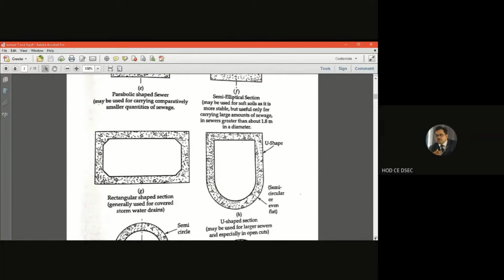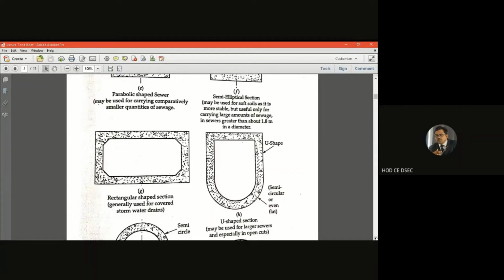Number six we have described. Now, the seventh figure I am going to highlight is the rectangular shape section, generally used for covered stormwater drainage. Stormwater drainage, culverts, these types of things, there we will be using this rectangular shape section. Drainage water is called stormwater drainage. We are calling it in the modern scenario stormwater drainage. So the rectangular shape of sewers is used for stormwater drainage.